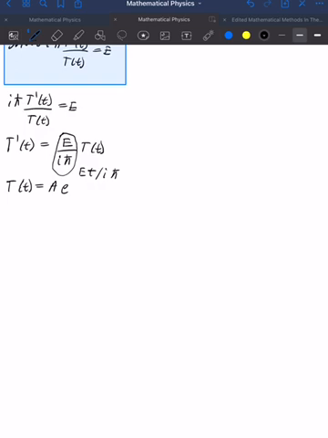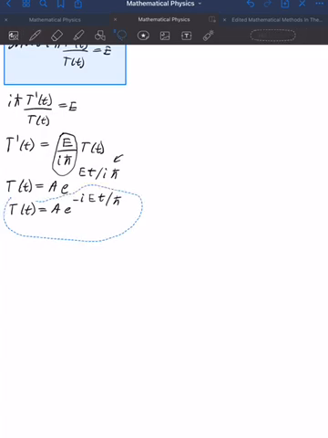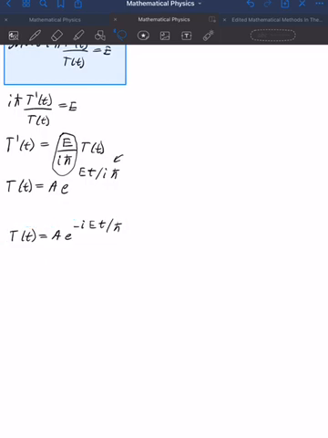Now in this exponent, I'm going to multiply by i over i. If you multiply by i over i in the exponent, you get T of t is equal to A e to the minus i E t over h bar. There's nothing special there. I just rewrote that to make it look nicer, and that is really the form you want it in. So that is the general solution for T of t.